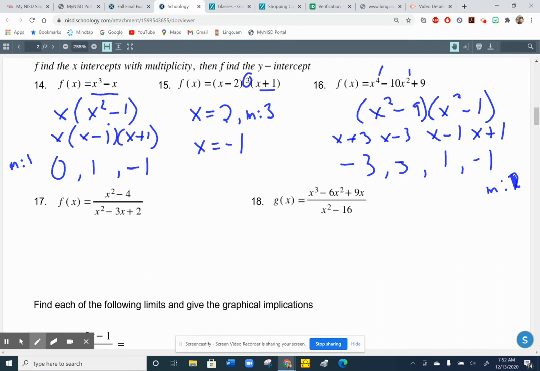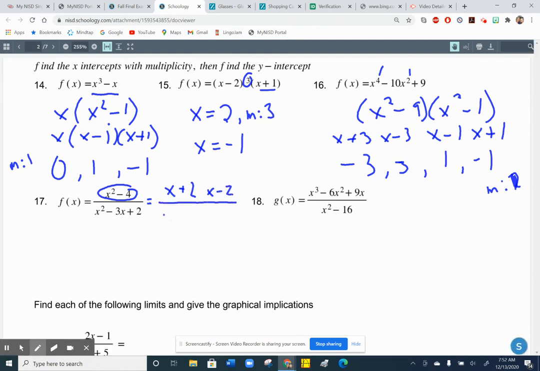So now we're looking at these two rational things. For rationals, your x-intercepts come from your numerator. But there's a little bit of special things we have to do. First of all, check to see if anything cancels out. So if we factor the top, that's x plus 2 and x minus 2. And on the bottom, this one factors to x minus 2 and x minus 1. So notice the x minus 2's cancel out.